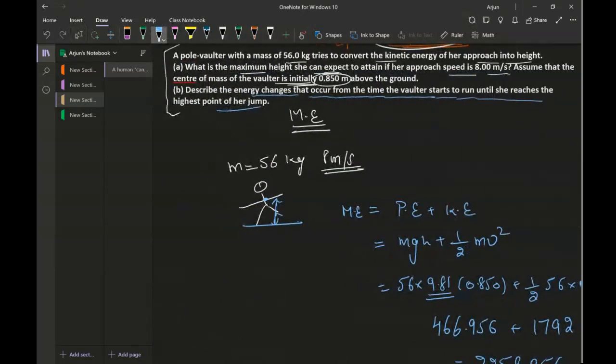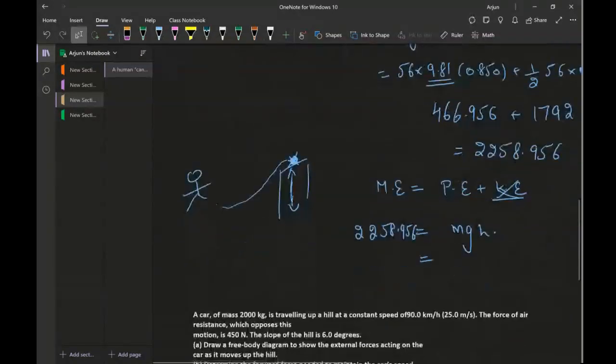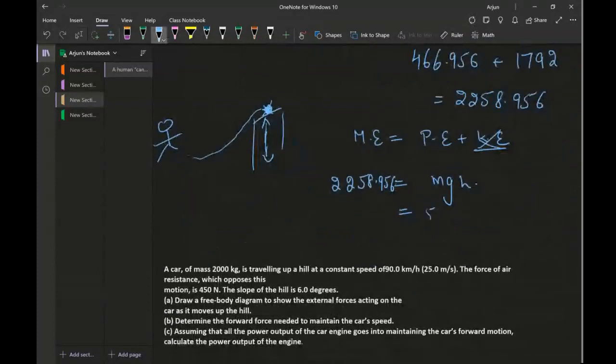Describe the energy change that occurs when the vaulter reaches the highest point of the jump. We don't need to, but I'm still finding it, so I might as well since I started. It just says how much the energy change is. So it's the same amount of energy change, whatever the mechanical energy is.